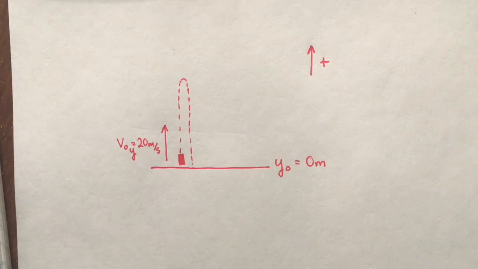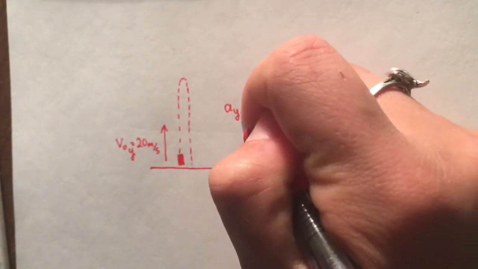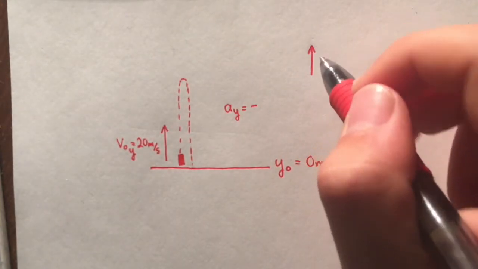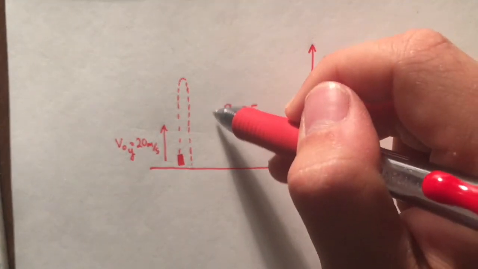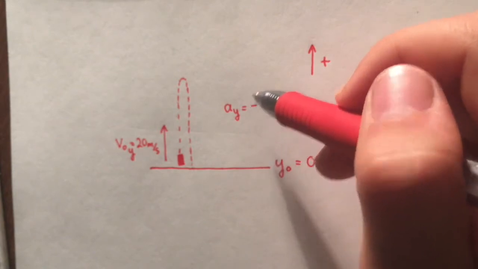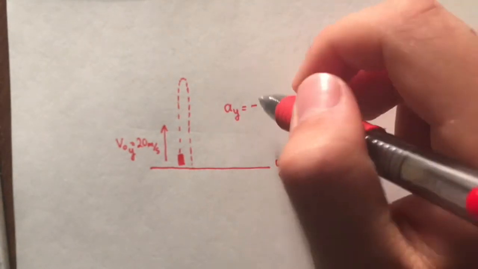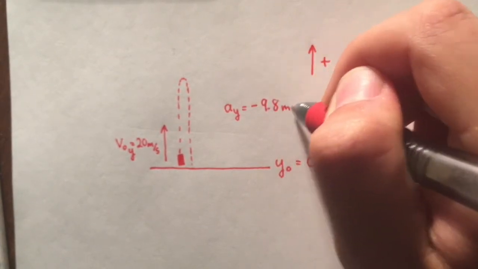This Cheeto is on Earth, because as far as I'm concerned, I'm not aware of any other planets that have Cheetos on them. Because this Cheeto is flying through the air on Earth, the acceleration in the vertical direction is the acceleration due to gravity on Earth. So the vertical acceleration is equal to negative, because I said up is positive, but the Earth is pulling downwards, so the acceleration is negative. Acceleration is in the direction that gravity is pulling. So negative 9.8 meters per second squared.